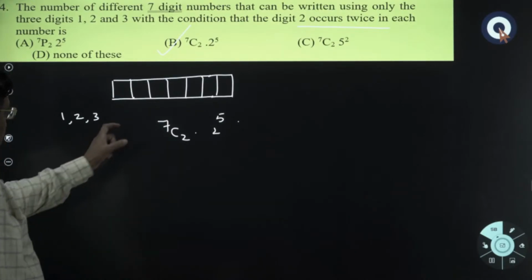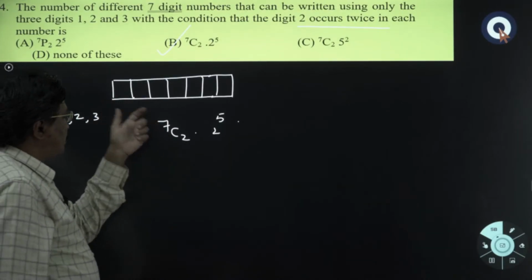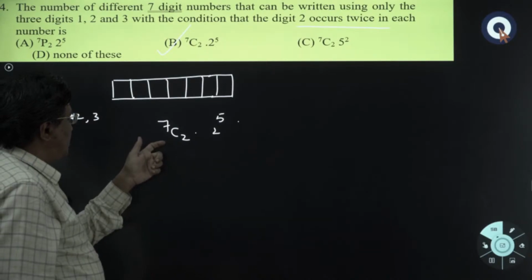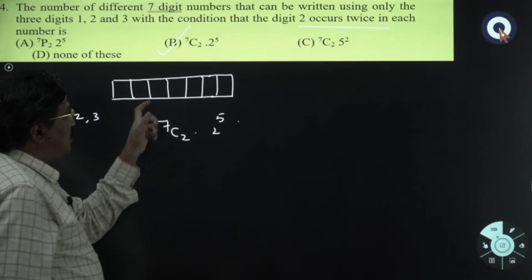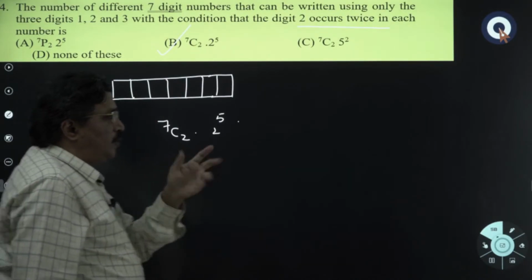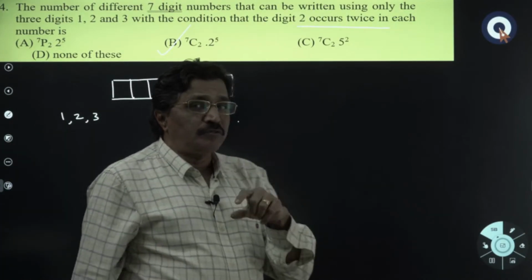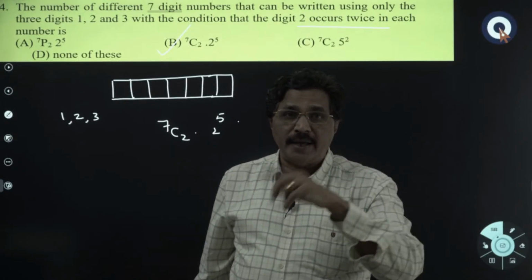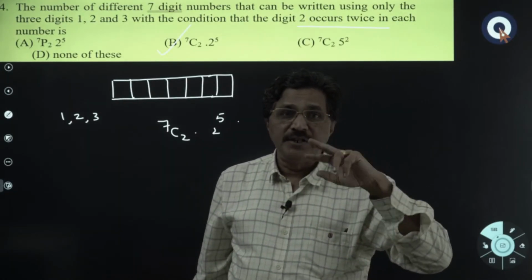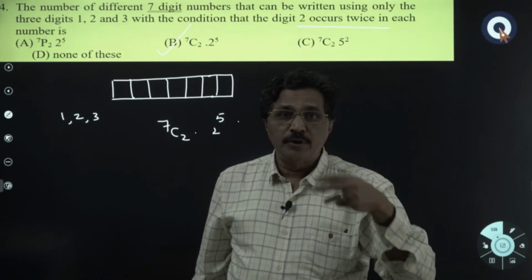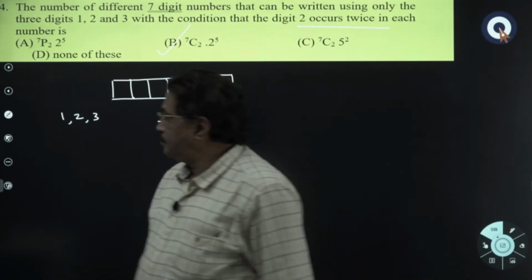So you are just selecting 2 positions out of the 7 positions in 7C2 ways, and in those 2 positions you are fixing 2, and there is no need to permute them because they are identical digits. Then the remaining 5 positions can each be filled either by 1 or by 3. So each position can be filled in 2 ways, so 2 to the power 5.